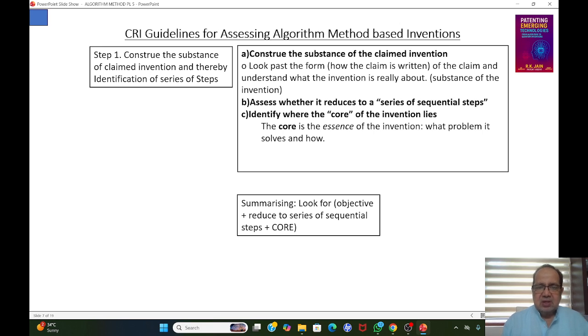CRI guidelines have given us a methodology wherein any algorithm method based invention can be analyzed for patentability in a three-step procedure. In the very first step, it asks you to construe the substance, what this invention is really doing, break the given claim into a series of sequential steps, and then determine the core, what problem this claim is solving and how it is solving it.